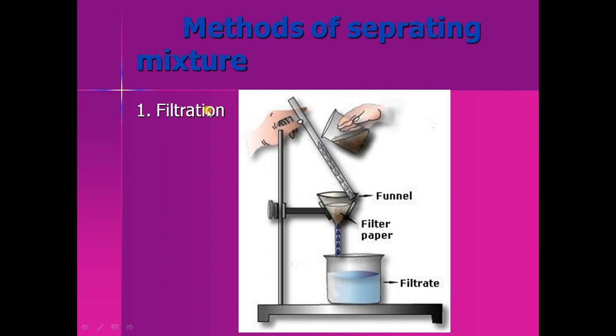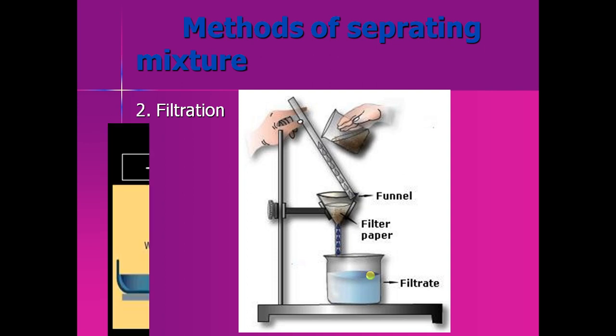Methods of separating a mixture, that is, how we will separate the different components of a mixture. The first method is filtration. In this diagram you can see here, this is a mixture, a homogeneous solution. This is a funnel. On the funnel, this is filter paper, and this is the beaker. When a solution is passed through the filter paper, the solid particles are left behind on the filter paper, and the clear liquid passes through it. The liquid is called filtrate, and you can see here the filtrate in this beaker.